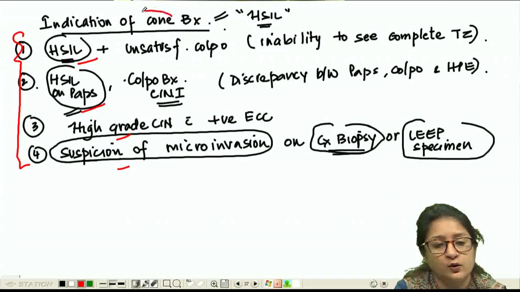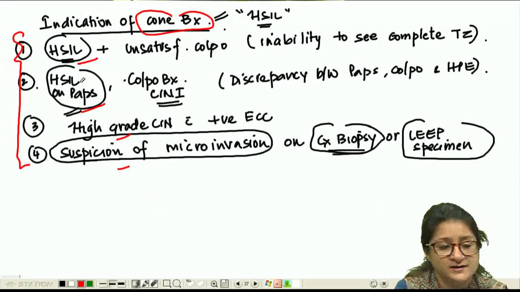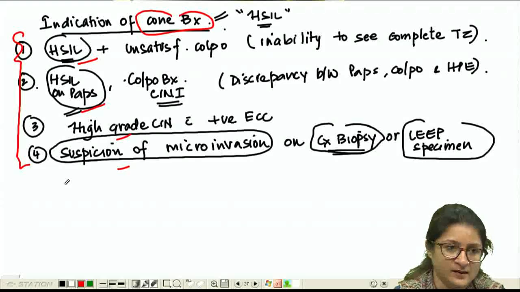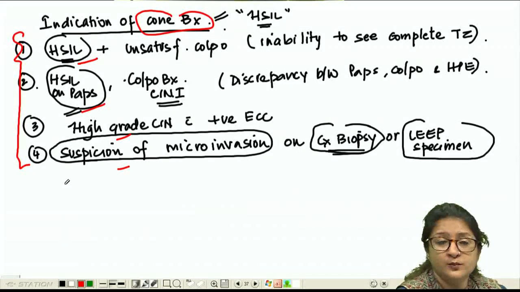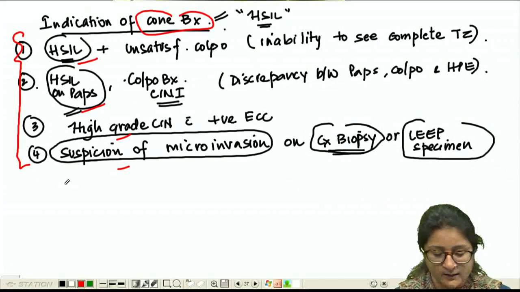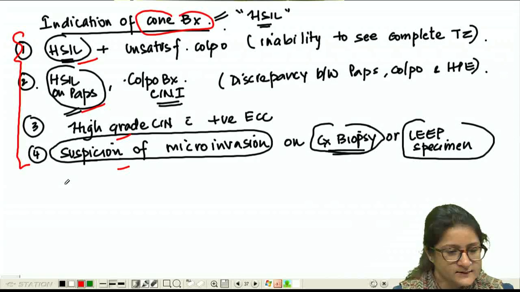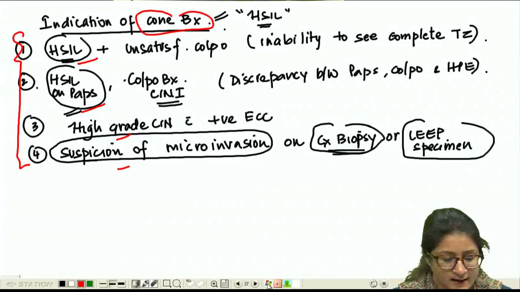Again, the decision to do a cone biopsy becomes easier when such indications happen in a woman with a completed family. If the woman is nulliparous, the choice becomes difficult, and those are the gray zones which we will not concern ourselves with at present. Now, coming on to the next question.